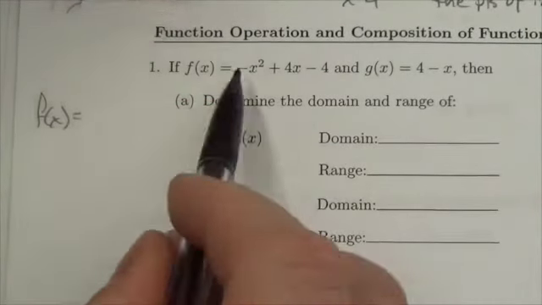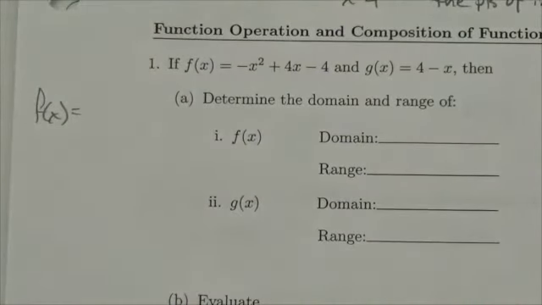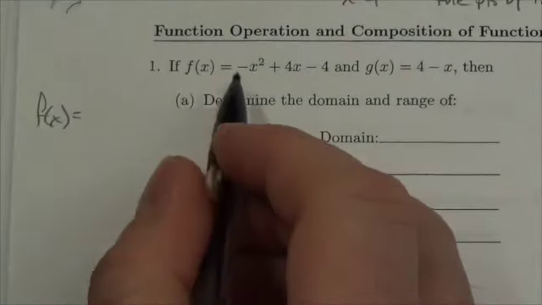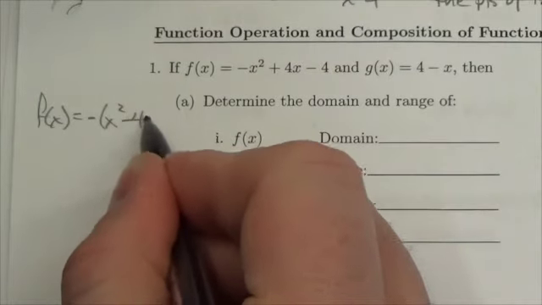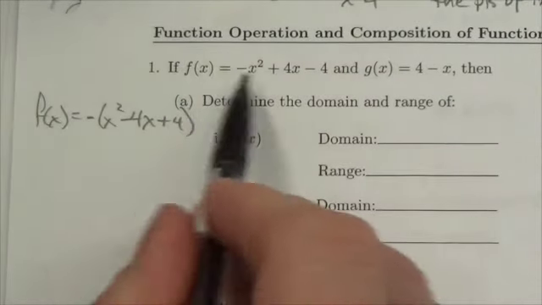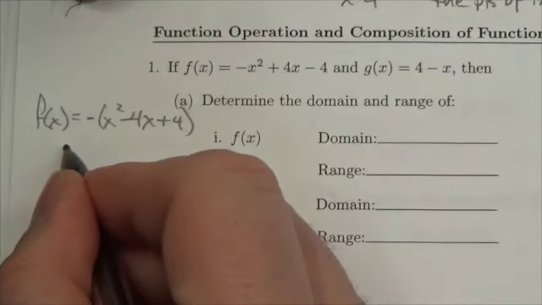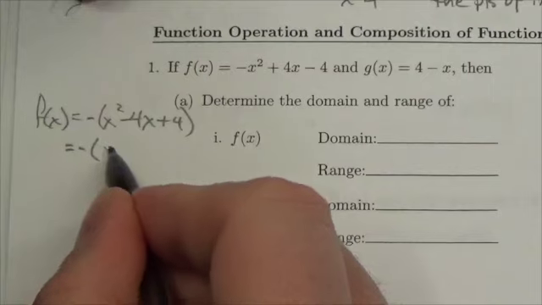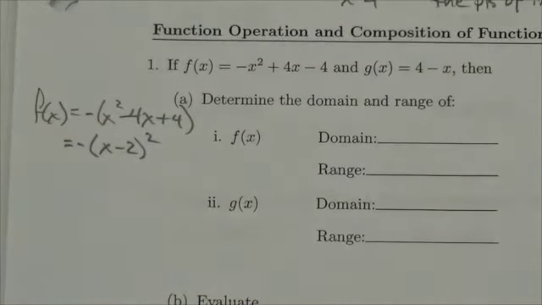F of x is equal to negative x squared plus 4x minus 4. Now, I know that this is a parabola that opens down, but I don't know what the vertex is until I put it into vertex form. You got to think back to Math 20 doing that. The first thing I'm going to do is take out the negative, and that's going to give me negative x squared minus 4x plus 4. I could complete the square on this, but I'm actually not going to because I can tell right away that this is going to factor down to x minus 2 squared.